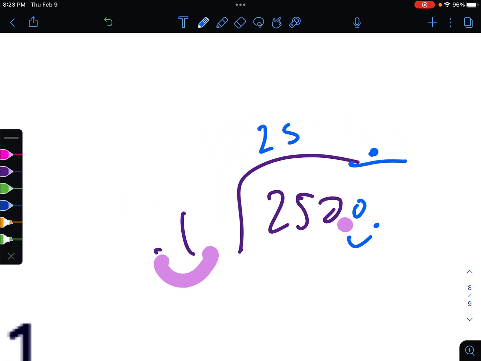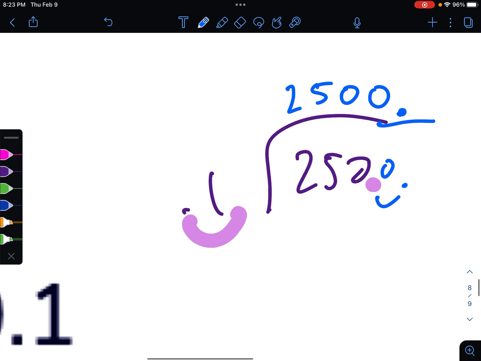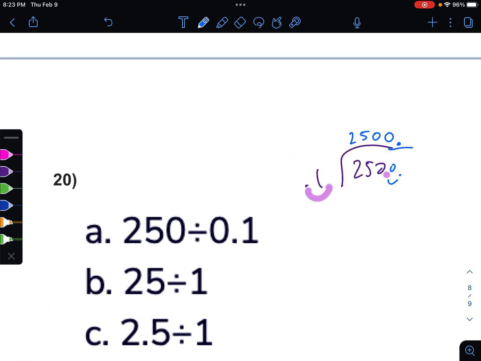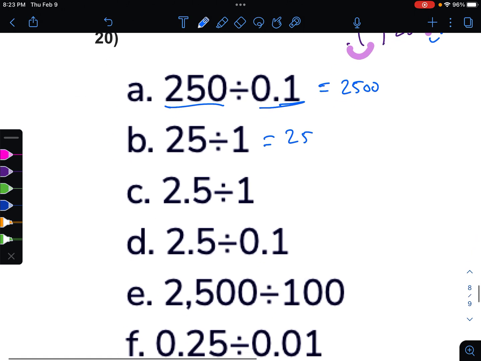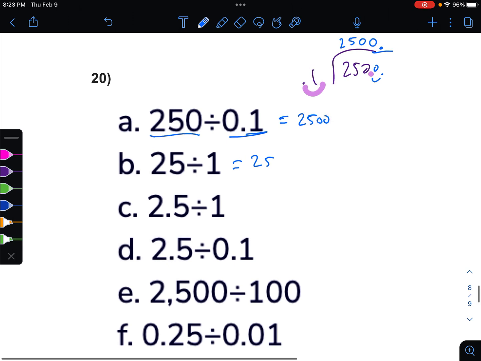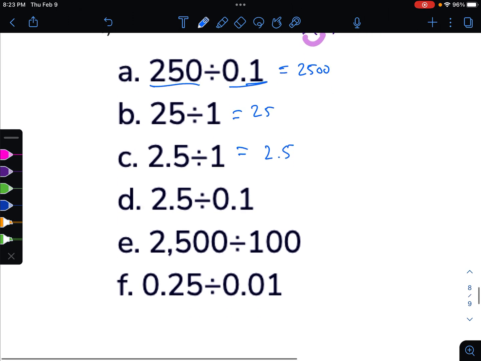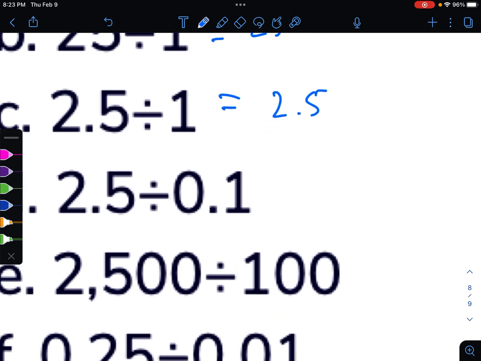1 goes into 2 twice. 5. Oh, there it is. That's my answer: 2,500. Because if I have 250 and I'm dividing it by a really small number, it's going to be a pretty big number, which is what it is. 25 divided by 1 is 25. 2.5 divided by 1 is still 2.5. Anytime you have something divided by 1, it is itself.